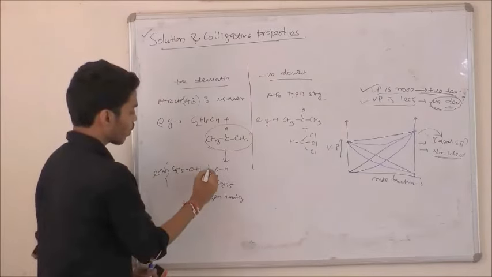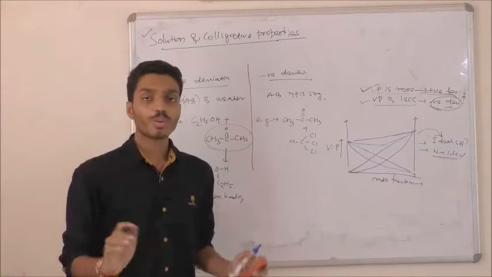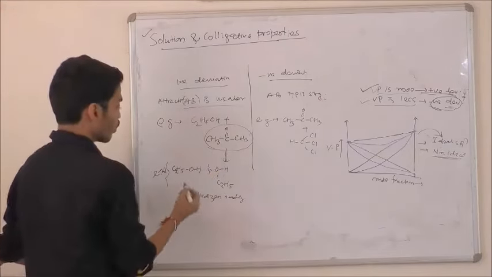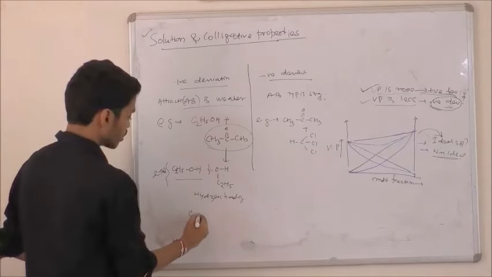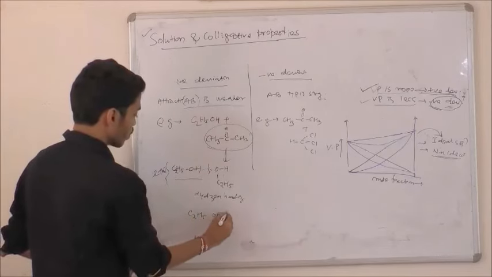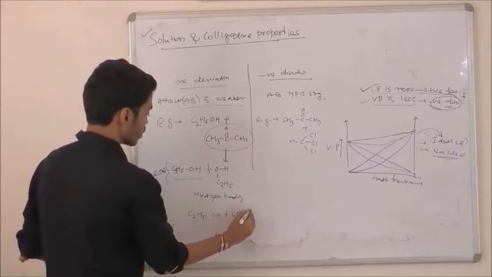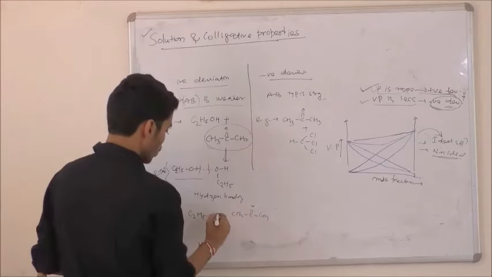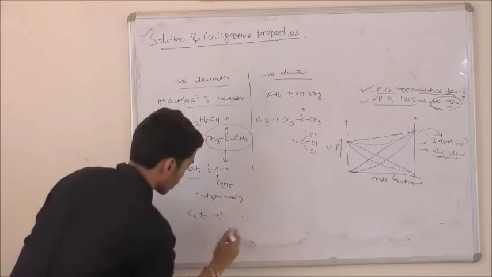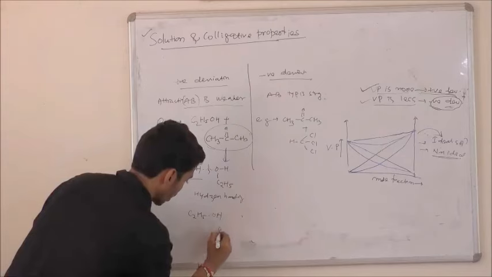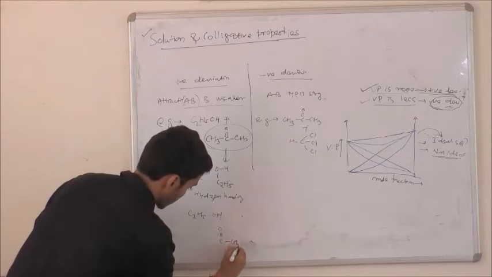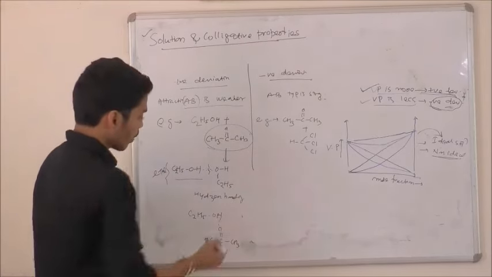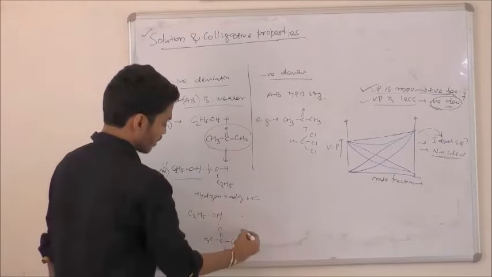Some of the hydrogen bonds are broken. So what happens? Now when we add ethanol C2H5OH to CH3, C double bond O, CH3, they also form hydrogen bond. Okay, let me write like this. They will also form hydrogen bond, but the hydrogen bonding here is not as strong as in pure ethanol.